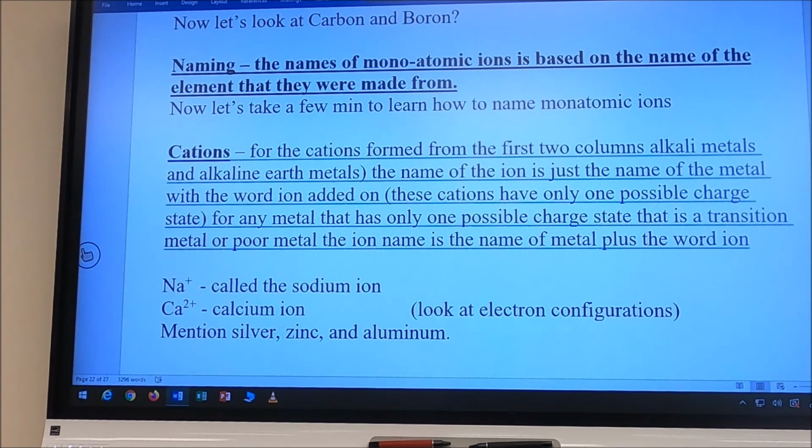Boron is only 3 electrons past helium, but again, it's a very small atom and it's 3 away. Getting boron to form an ion is pretty hard. If it forms an ion, it's going to form a 3+ ion, but it's not very likely. Okay?